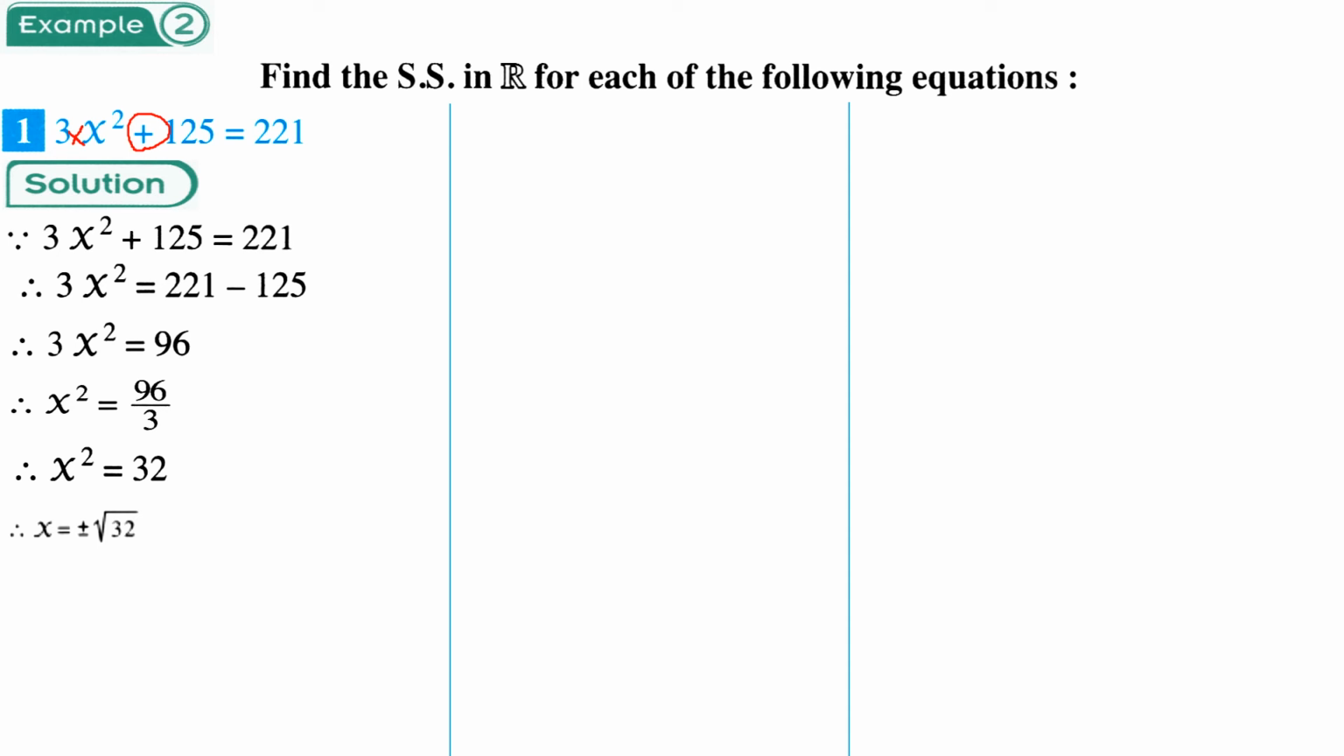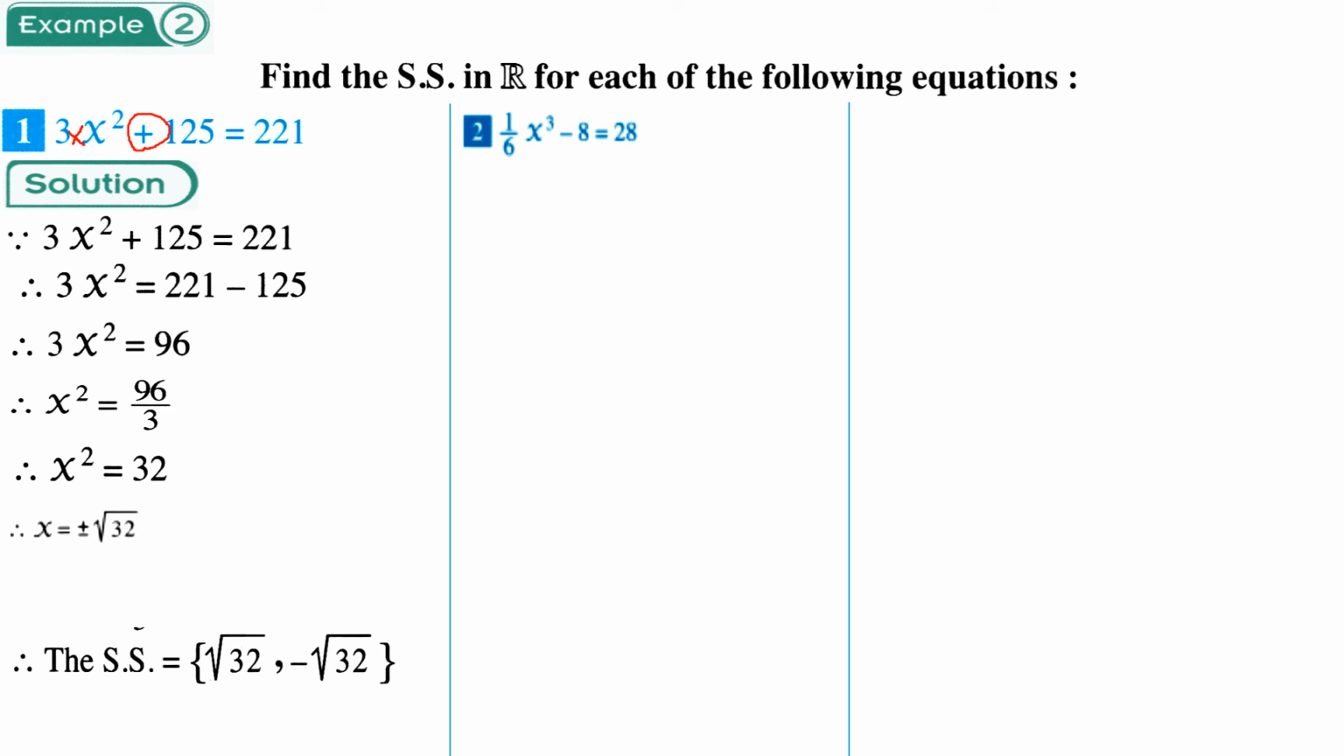Square root of 32 is not a rational number. It belongs to the irrational numbers. And also we know that the irrational numbers are a subset of the real numbers. So square root of 32 belongs to the real numbers. So the solution set equals positive or negative square root of 32.